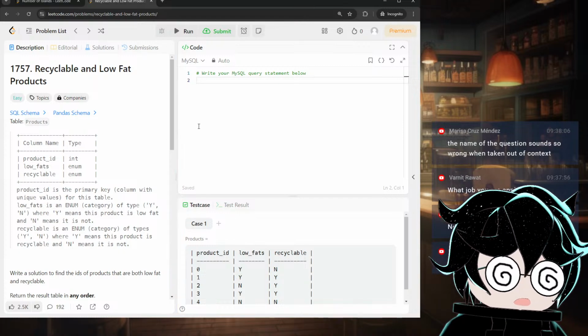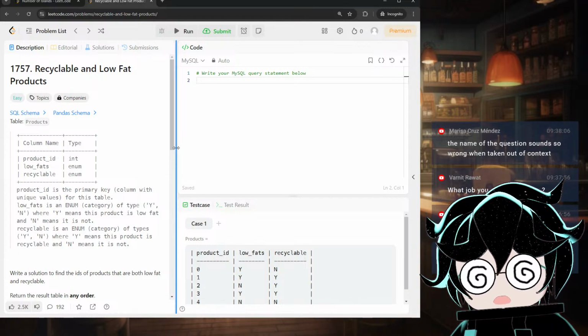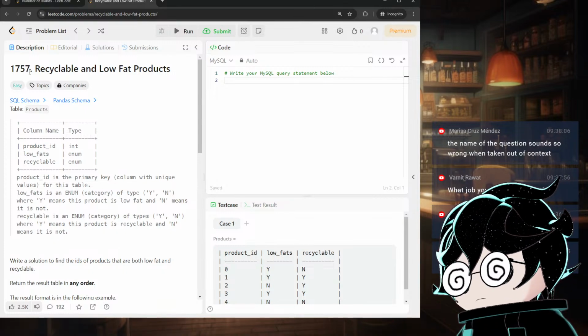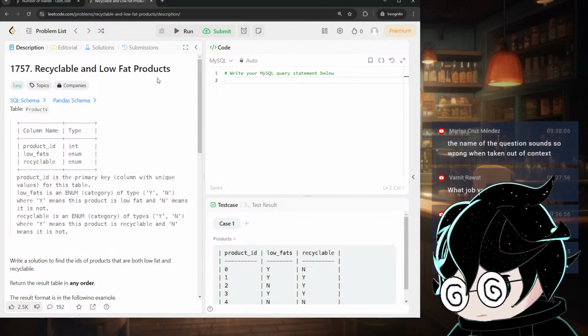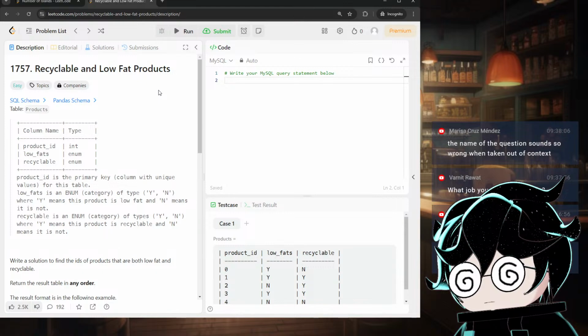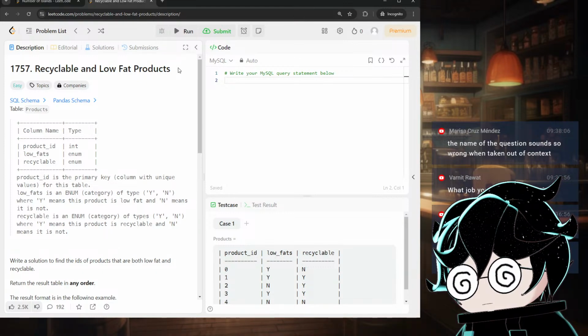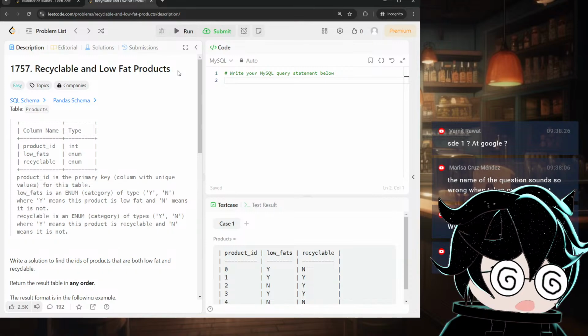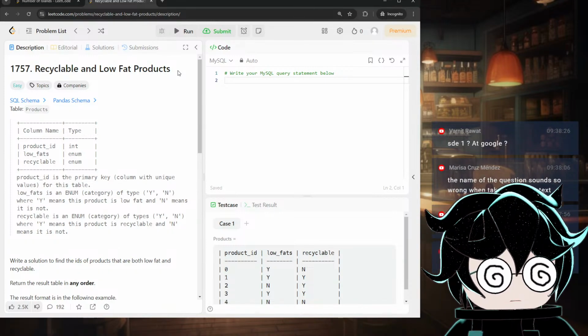The name of the question sounds so wrong when taken out of context. Really? Recyclable and low-fat products. Really? Why? Recyclable and low-fat products. What can you possibly interpret this? SDE1 at Google?